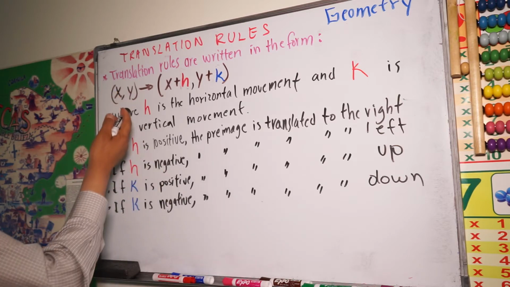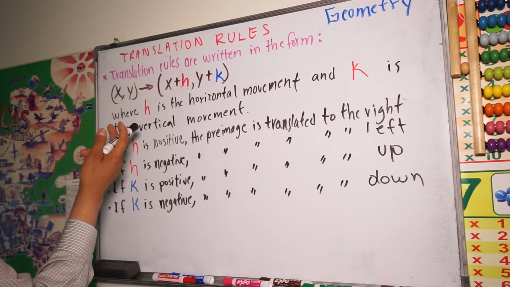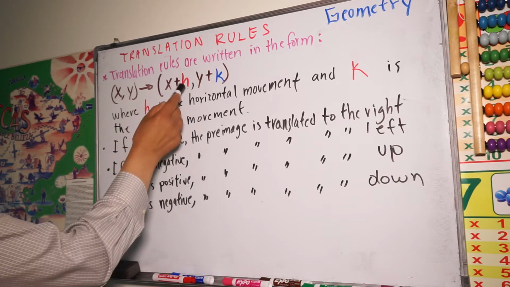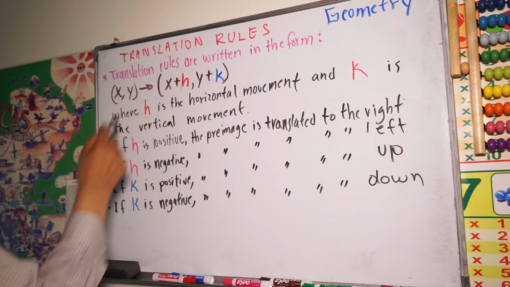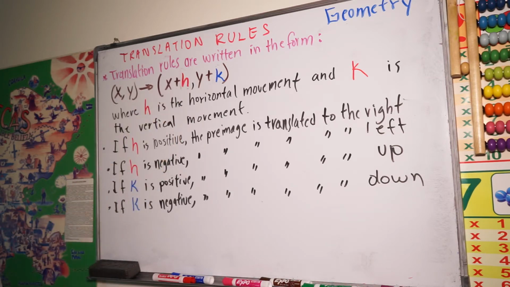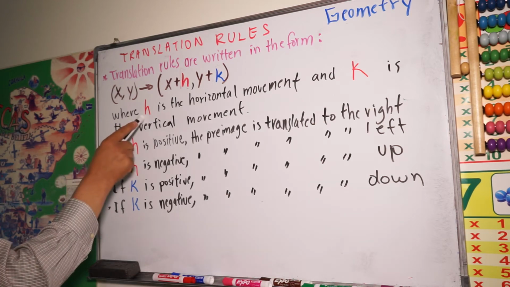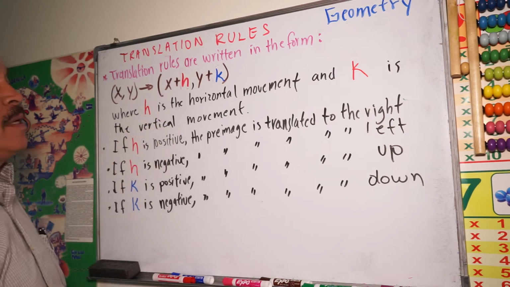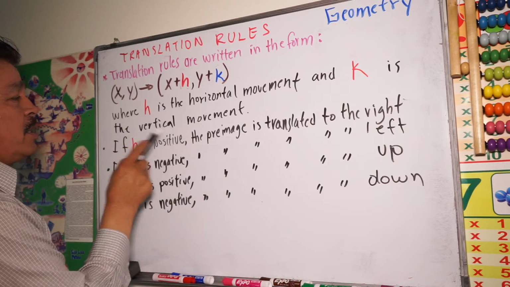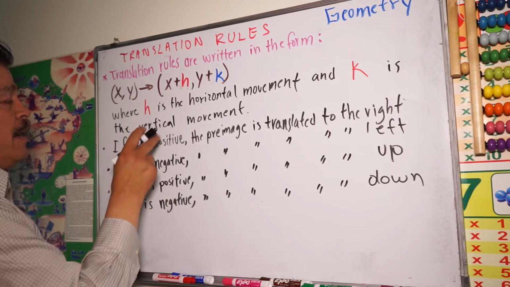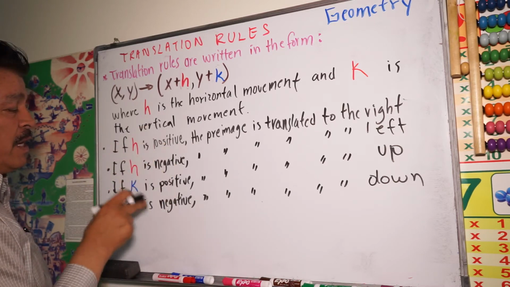We have to study what is the meaning of the h, what is the meaning of the k? Where the h is the horizontal movement and k is the vertical movement, then we have these four things.